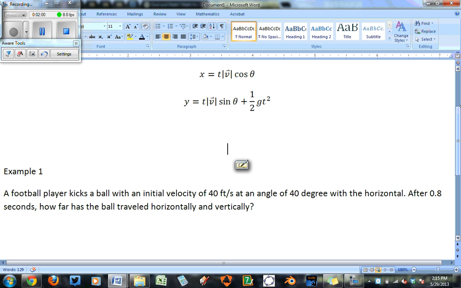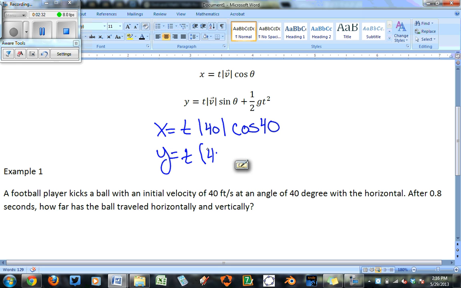So we just need to plug in some information. His horizontal distance is represented by t times its initial velocity. His initial velocity was 40 feet per second, times the cosine of the angle at which it was kicked, so cosine of 40 degrees. Its y value is t. Remember, t is our time, it's our unknown in this case.